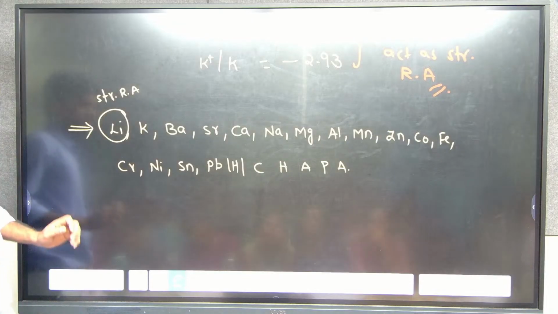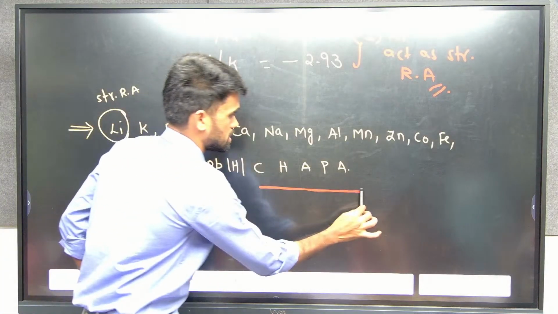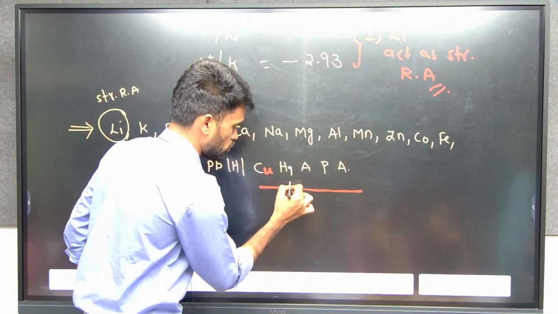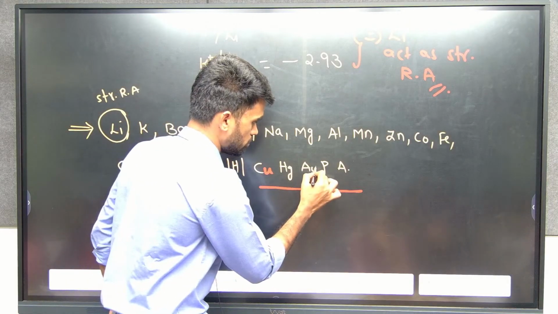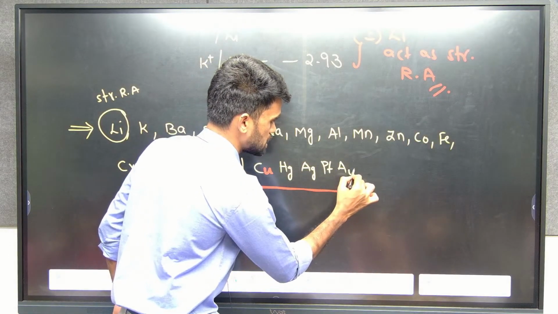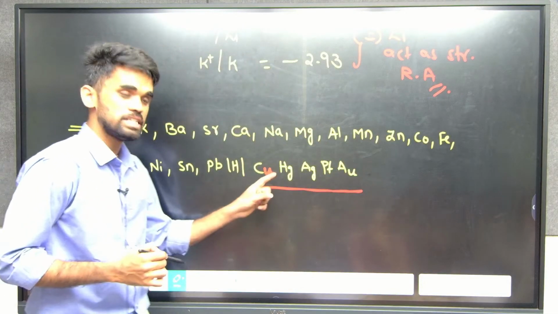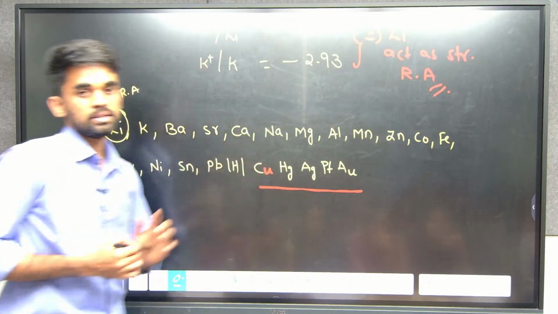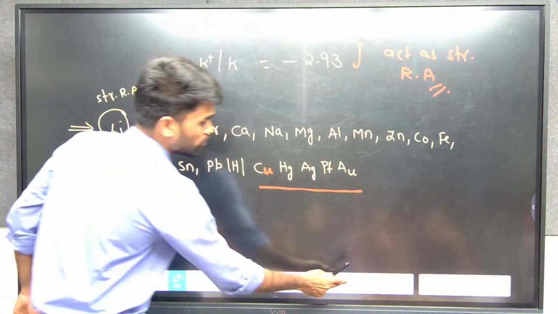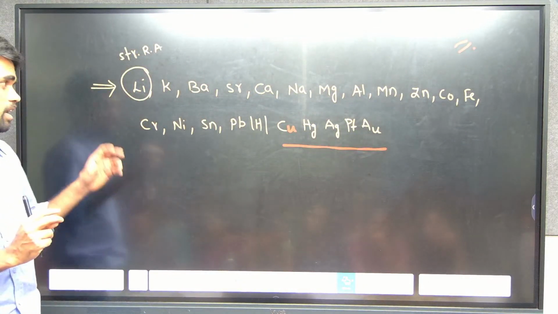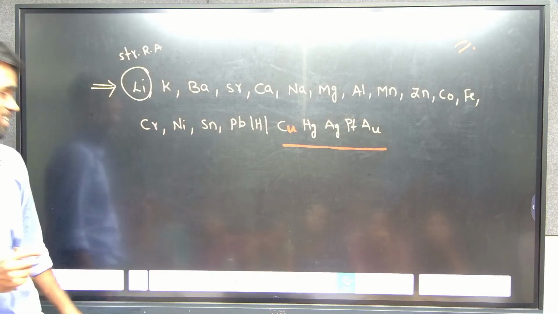So now here I have written like this. This is copper, this is mercury, this is silver, this is platinum, and the last one is gold. Just remember Hg, Ag come side by side like that. What is a way to remember them in the simplest way? Like a wrap.